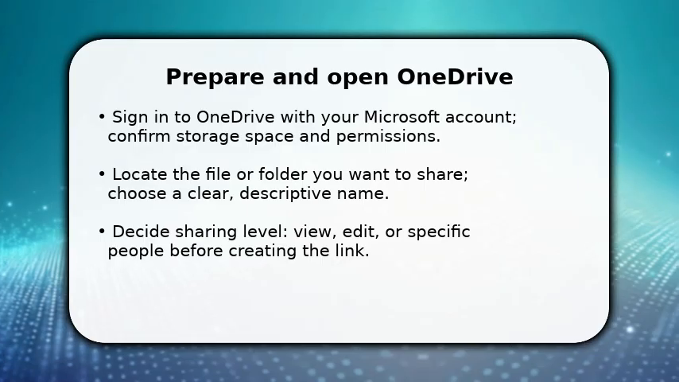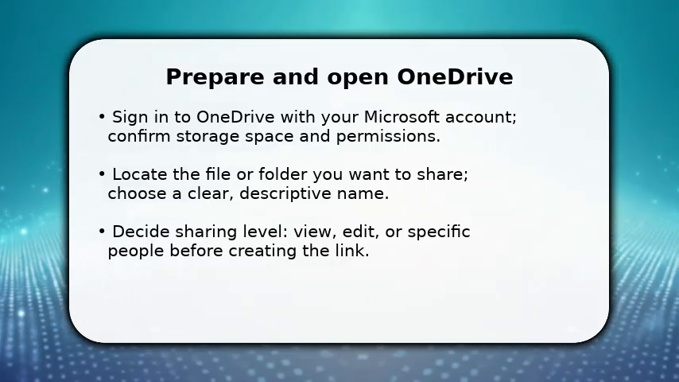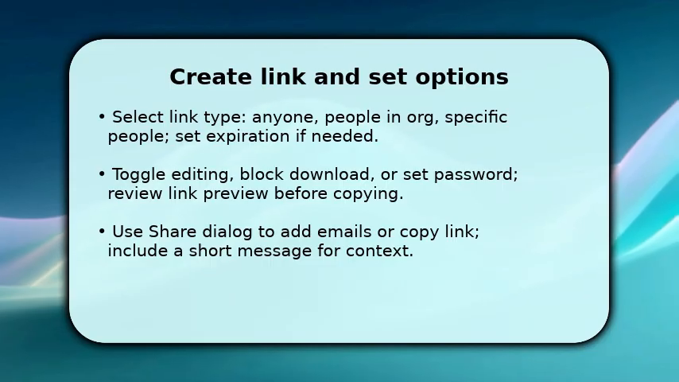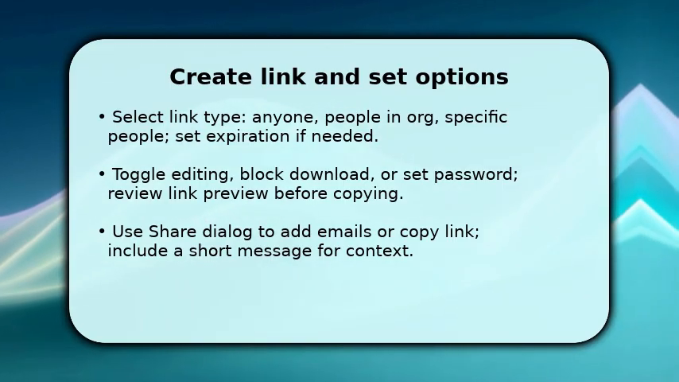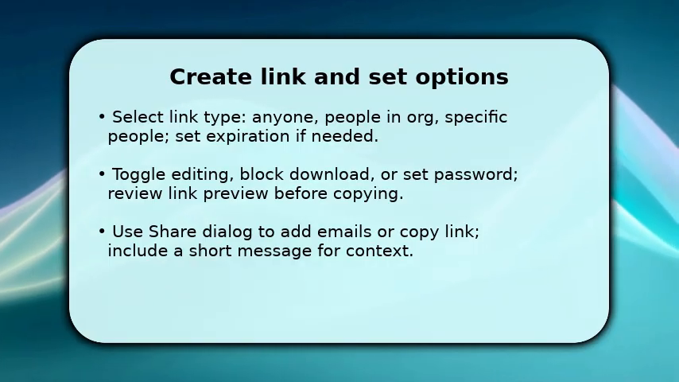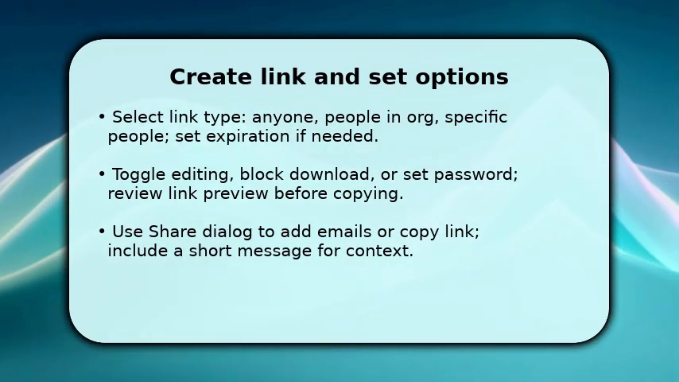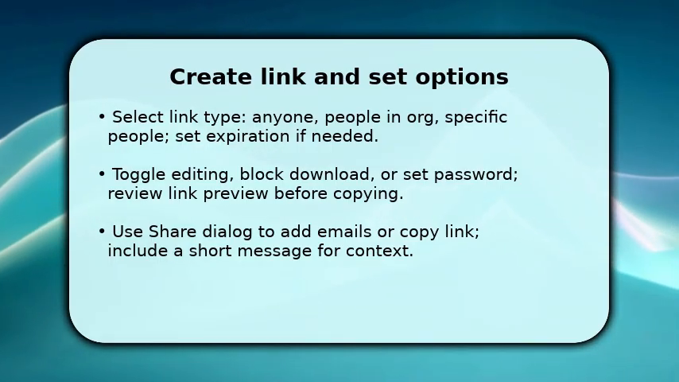Make sure to think about who needs access and why, then right-click or tap the Share button to begin the process. Once you click Share, you decide the link type and restrictions. This is the core control point. Choose anyone for broad access, people in your organization to limit to coworkers, or specific people for tight control. Then toggle editing permissions, block downloads if needed, and add an expiration or password to reduce long-term exposure.